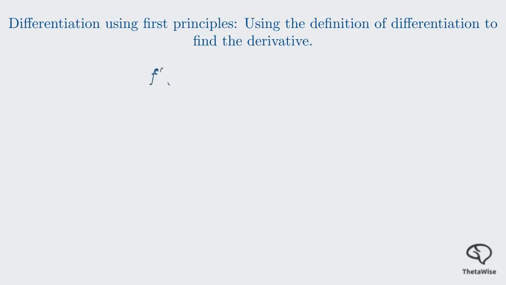It's f prime of x, which represents the derivative or the gradient of the function, is equal to the limit as h approaches 0 of the difference quotient, f of x plus h minus f of x, all divided by h. Let's break down this formula. It's crucial that we understand what each part means.